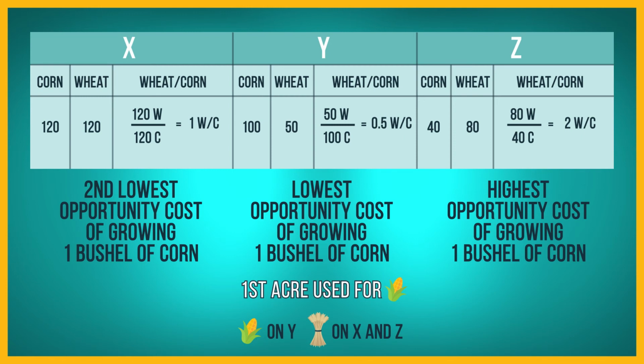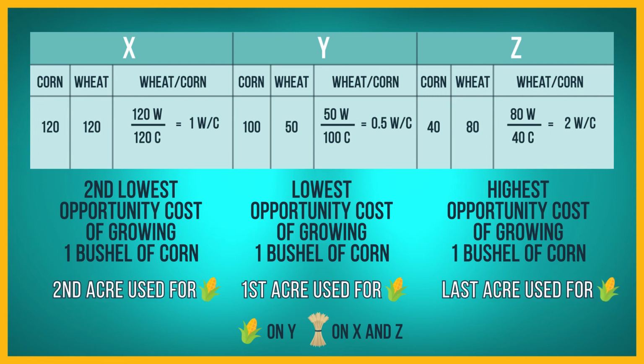Since X has the second lowest opportunity cost of growing 1 bushel of corn, it is the second acre to use for corn. That is, if we want to grow corn on 2 acres and wheat on 1 acre, we obtain a maximum combination by growing corn on X and Y and wheat on Z. Since Z has the highest opportunity cost of growing 1 bushel of corn, it is the last acre to use for corn. That is, we want to grow corn on Z only if we plant corn on all 3 acres.